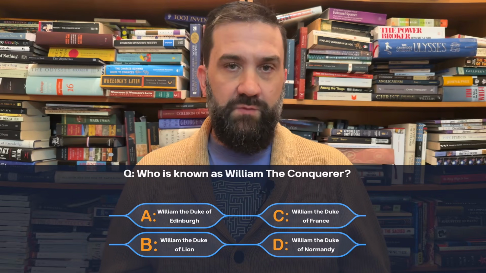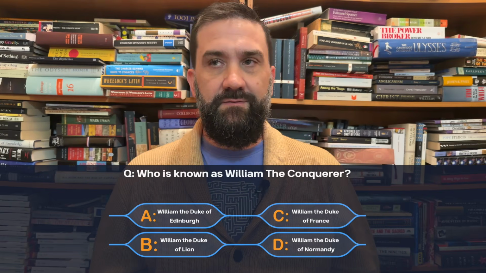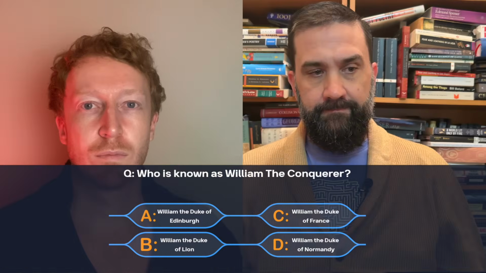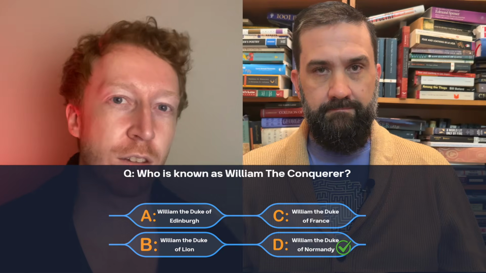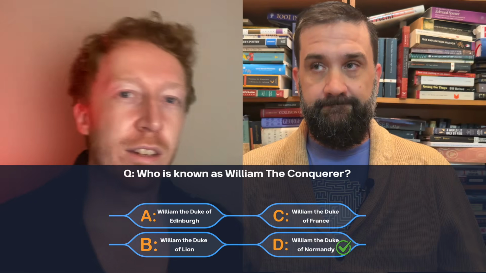He later became known as William the Conqueror. 1066, I believe, was when they did it. You are indeed correct. The correct answer is William the Duke of Normandy, who invaded in the Battle of Hastings in 1066. And we are still angry about this, even till today.